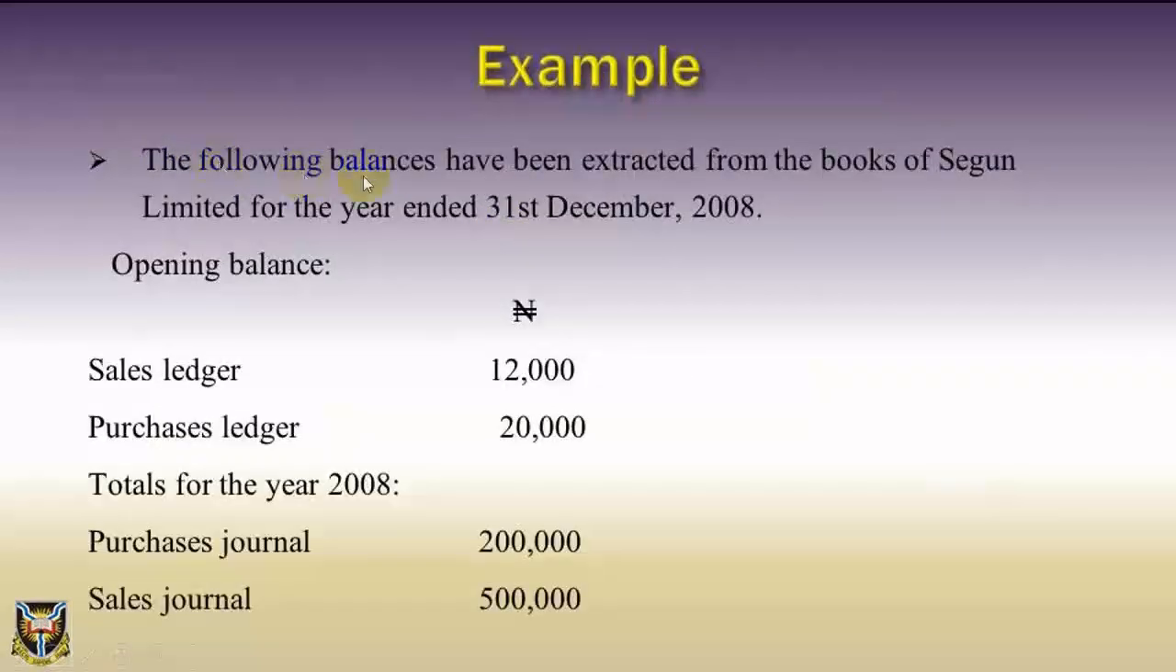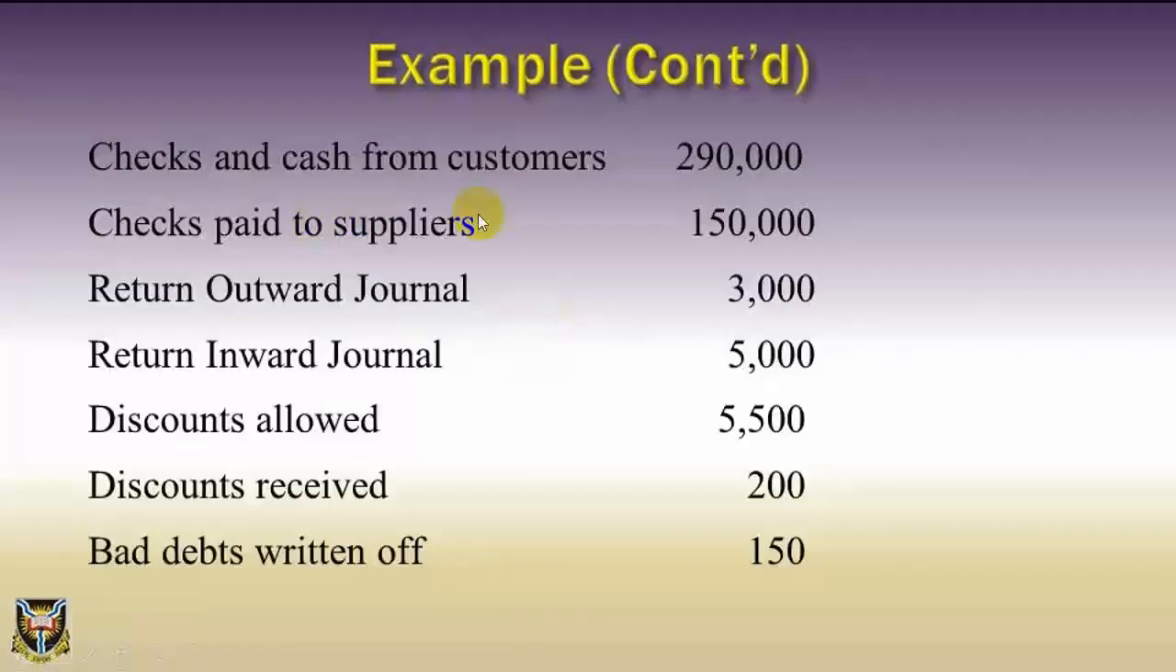Example: the following balances have been extracted from the books of Segun Limited for the year ended 31st December 2008. Opening balance in Naira. Sales ledger 12,000. Purchases ledger 20,000. Totals for the year 2008. Purchases journal 200,000. Sales journal 500,000. Checks and cash from customers 290,000. Checks paid to suppliers 150,000. Return outward journal 3,000. Return inward journal 5,000.